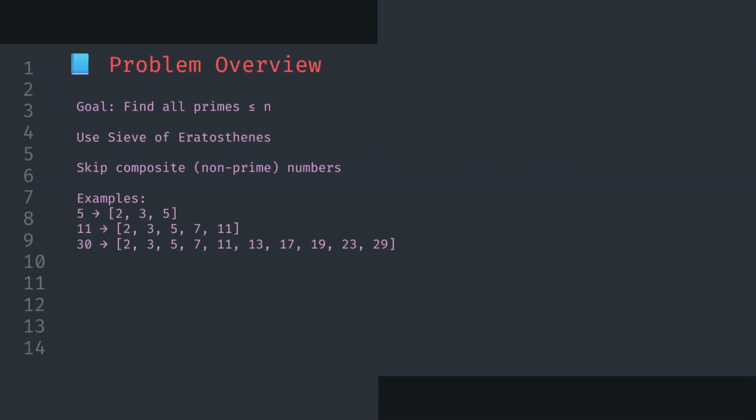The Sieve of Eratosthenes is a classic technique used to generate all prime numbers up to a specific number. Instead of checking each number one by one, it eliminates multiples of known primes. What remains in the end are only primes.